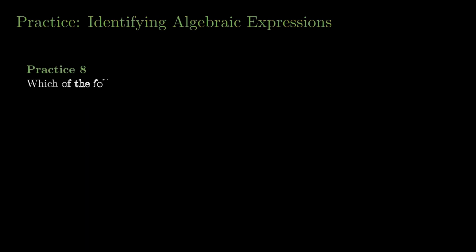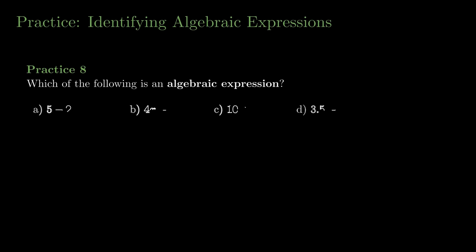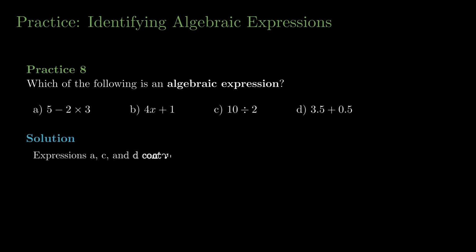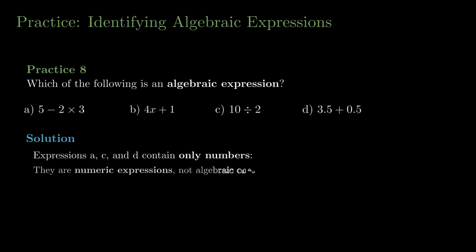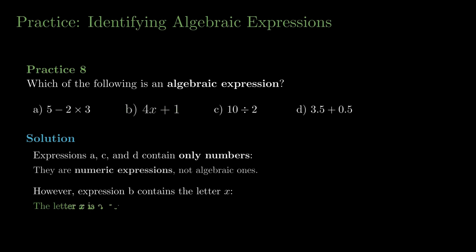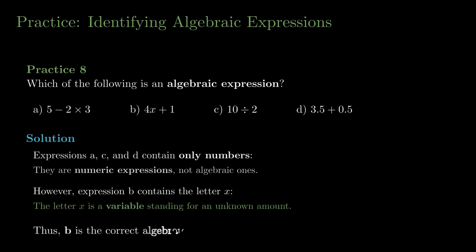Let's test our knowledge with a practice problem. Which of the following is an algebraic expression that contains a variable? Let's analyze the options. Expressions A, C, and D contain only numbers and operations, which means they are numeric expressions, not algebraic. However, expression B contains the letter x, which is a variable representing an unknown number. Therefore, B is an algebraic expression and is the correct answer.